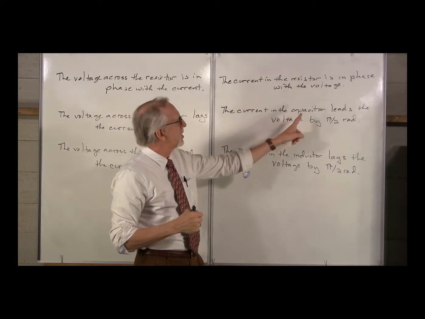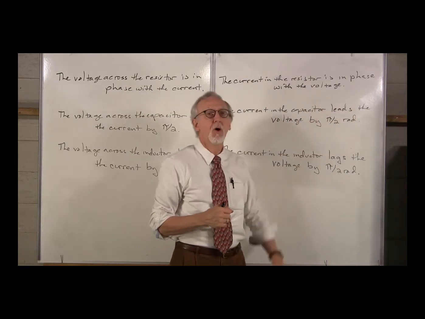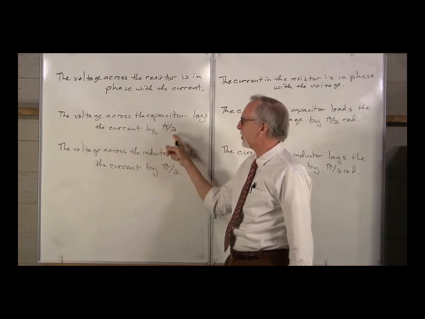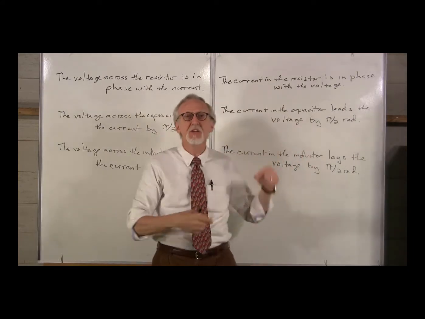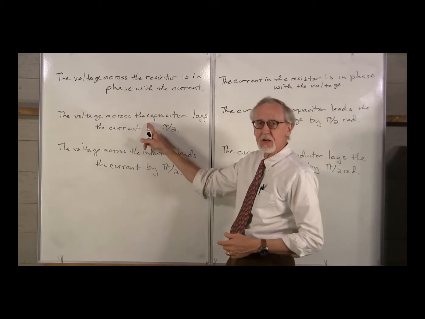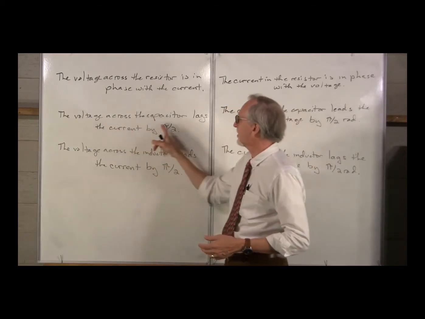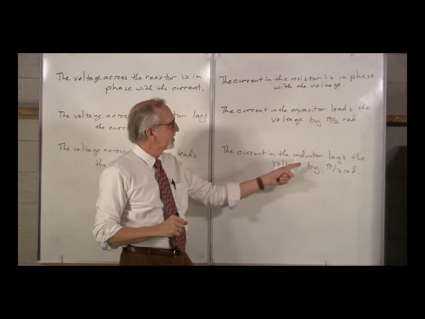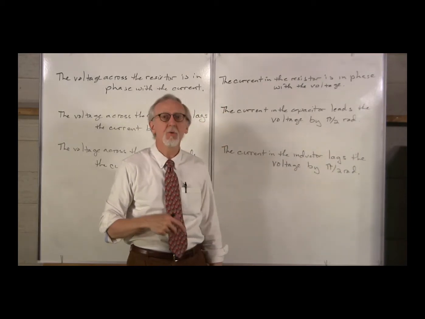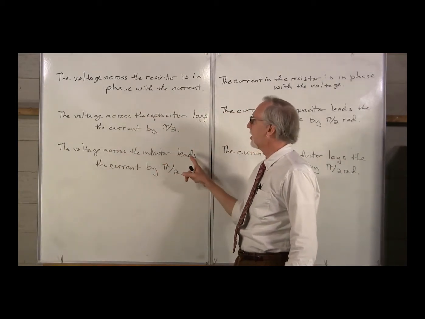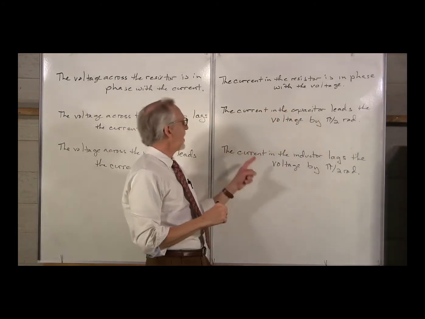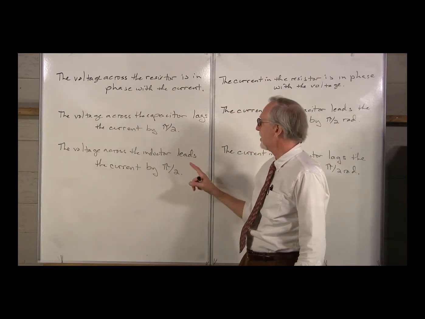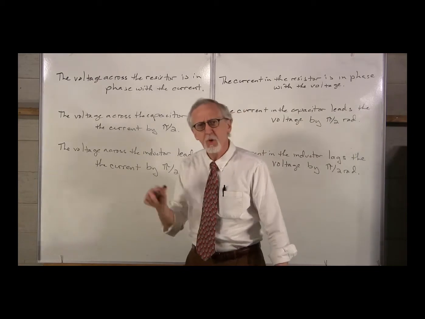The current in the capacitor leads the voltage by pi over 2. In other words, the voltage across the capacitor lags the current by pi over 2. So if the current is in front, the voltage is behind the current. I'm just putting this in terms of where the voltage is. The voltage across the capacitor lags, or is behind, the current by pi over 2. And then the current in the inductor lags the voltage by pi over 2. In other words, the voltage across the inductor leads the current by pi over 2. So if the current is behind, the voltage is in front of the current. The voltage across the inductor leads the current by pi over 2. Okay, very good. We just changed our perspective.